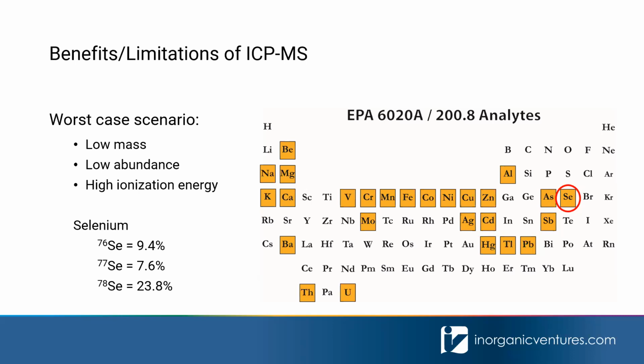And again, I'm just going to pick on selenium here. So we're in a part of the mass range where some of your argon chloride interferences start to kick in. And in my experience, my three favorite isotopes for selenium were 76, 77, and 78. They're all minor isotopes, and selenium has a very high ionization energy. So when you couple that with the interferences that you generally find in that part of the mass range, they represent a pretty significant challenge for environmental analyses.